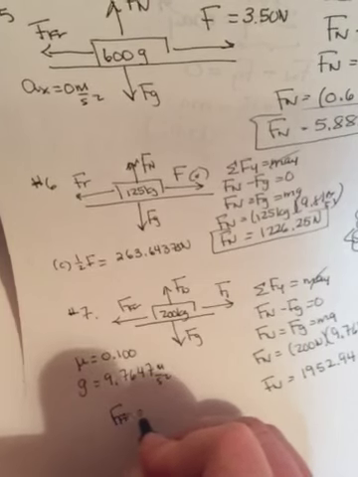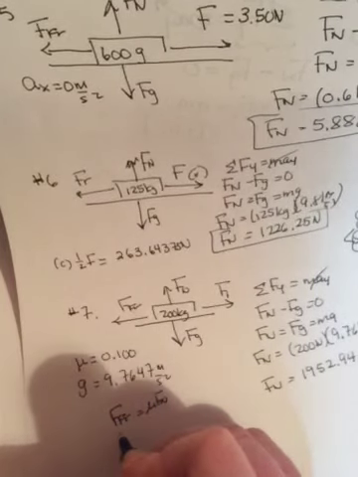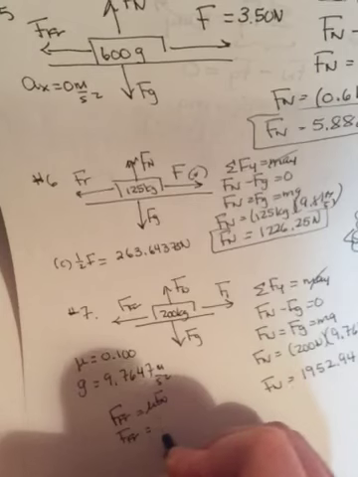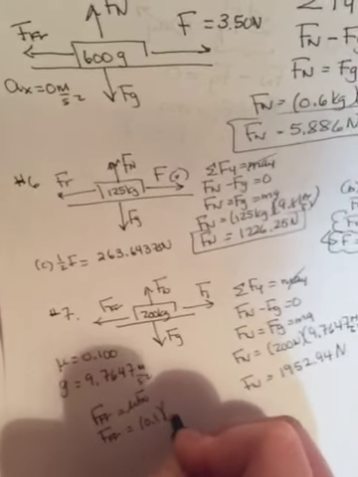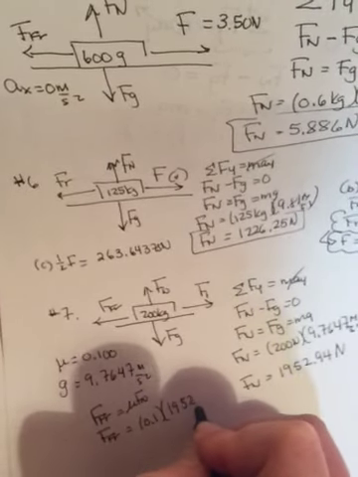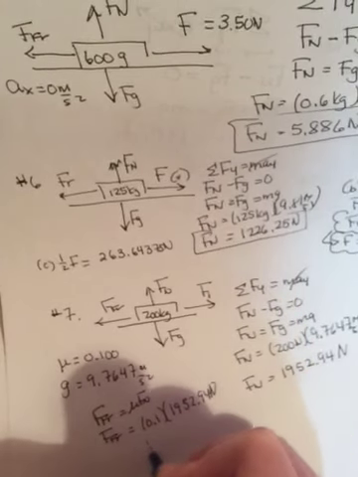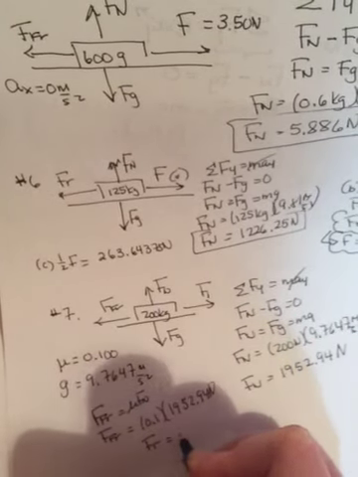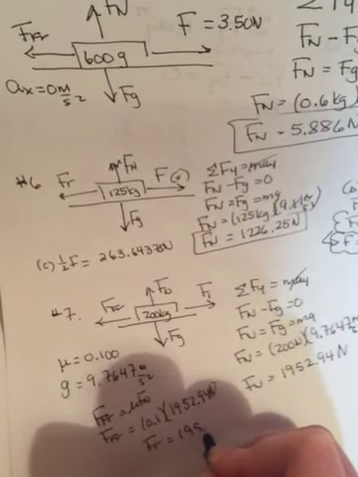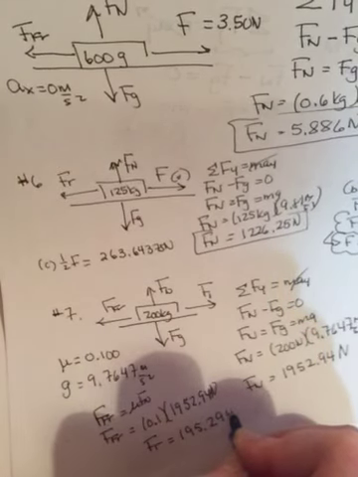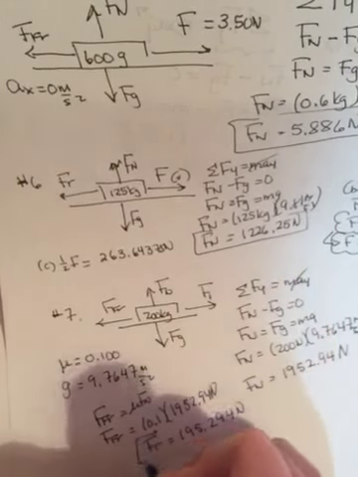Then it wants to know what the frictional force will be. So F_fr is equal to mu Fn. And if you looked up on the chart, ice on ice is 0.1, times the 1952.94 newtons. So friction should be 195.294 newtons. Number 7, done.